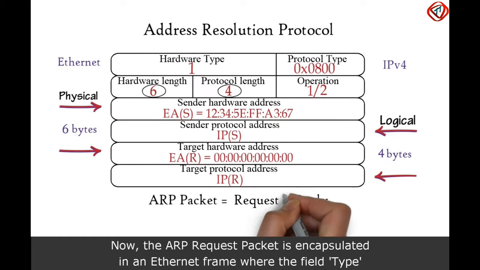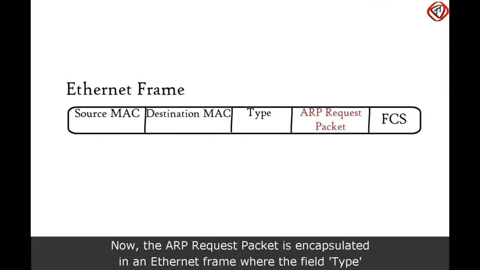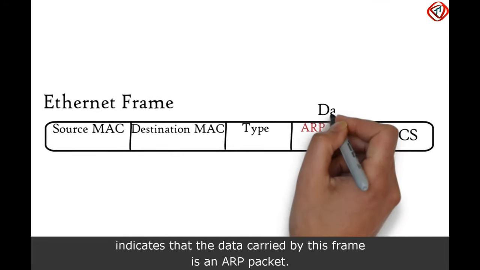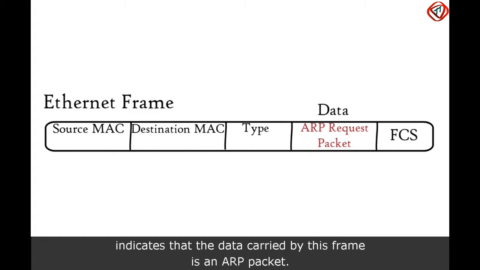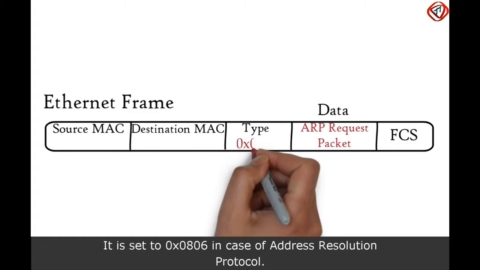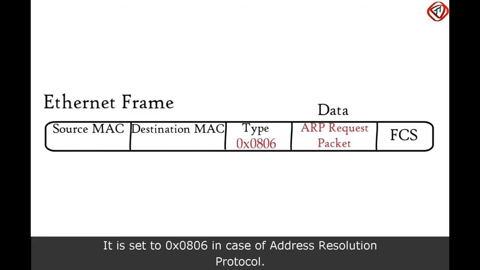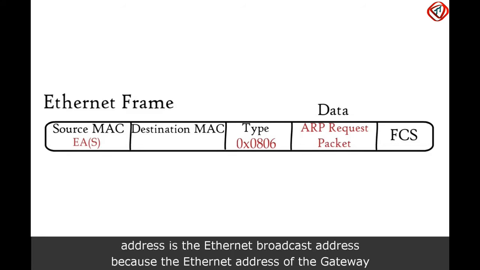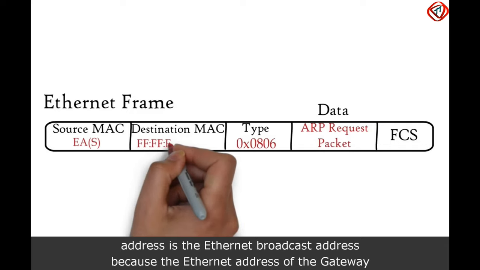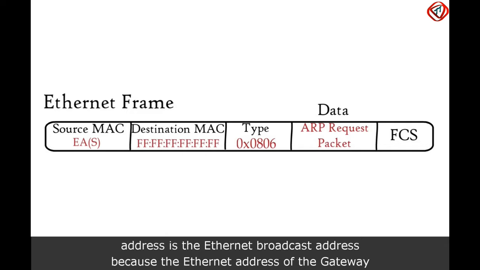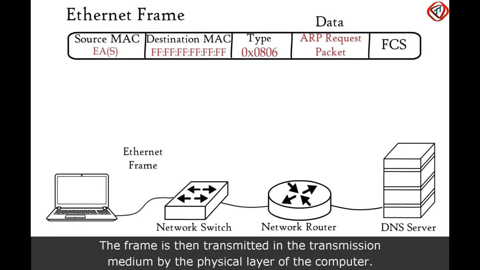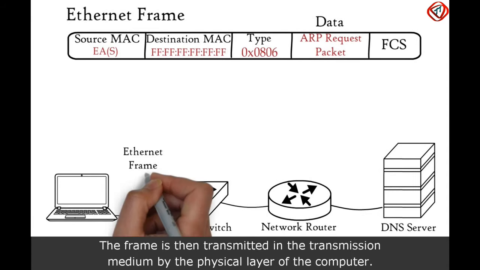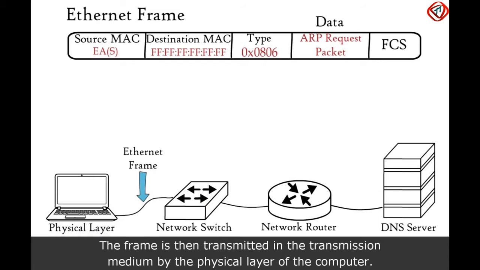Now, the ARP request packet is encapsulated in an Ethernet frame where the type field indicates the data carried by this frame is an ARP packet. It is set to 0806 in case of address resolution protocol. The source MAC address is set to the computer's Ethernet address and the destination MAC address is set to the Ethernet broadcast address because the Ethernet address of the gateway router is unknown. The frame is then transmitted in the transmission medium by the physical layer of the computer.